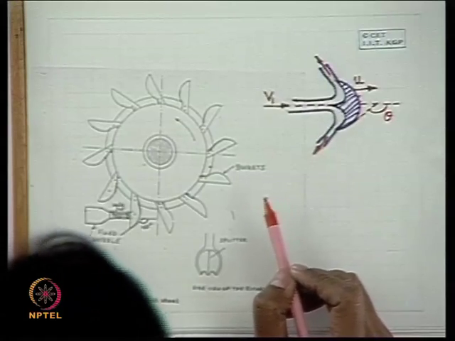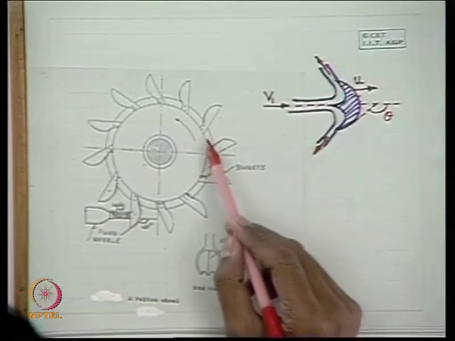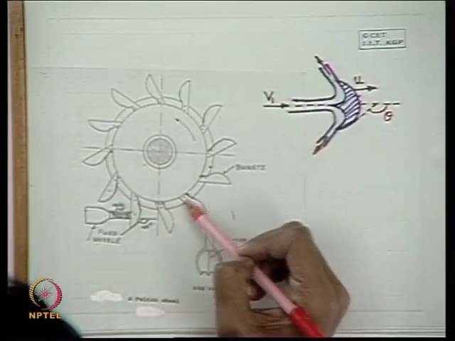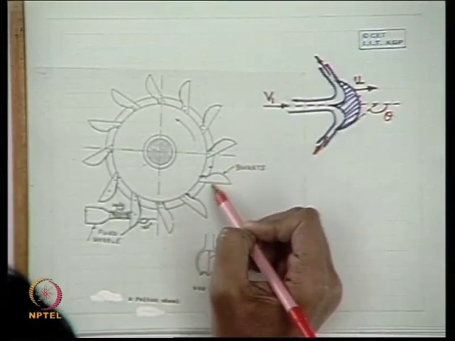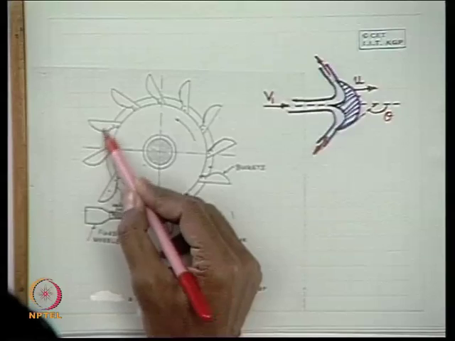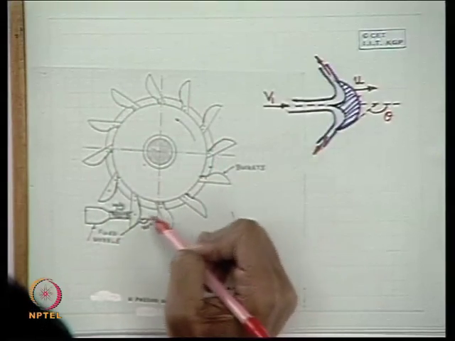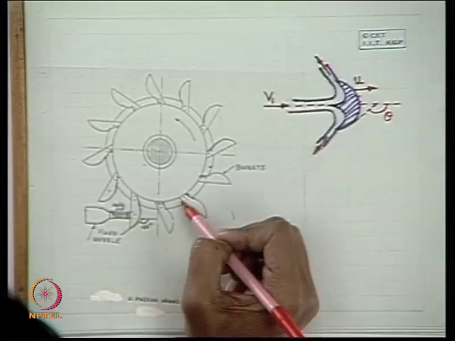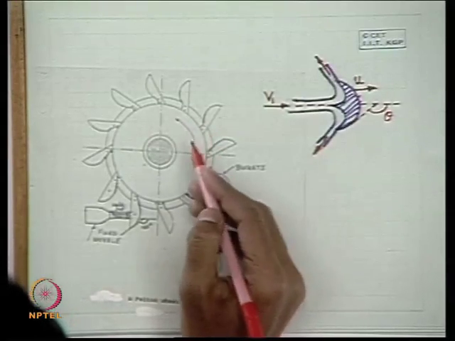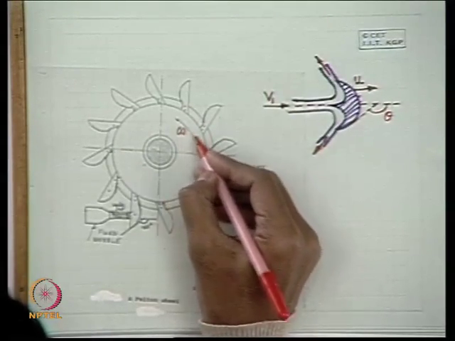Here you see a Pelton turbine consists of a rotor, which is a wheel or a disc, on the periphery of which a number of spoon-shaped buckets are attached. These are all spoon-shaped buckets which are attached to the periphery of a disc or wheel which rotates. Let this be the angular speed omega, it rotates.